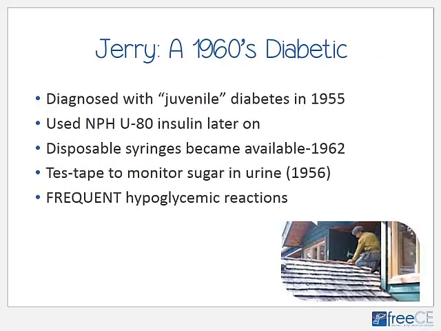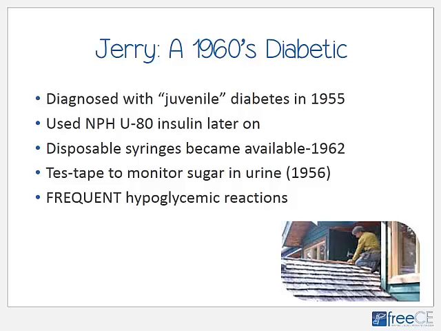We're going to talk about Jerry. Now, Jerry's a 1960s diabetic. Wasn't a relative of mine, but he was our next door neighbor growing up. Jerry was diagnosed with juvenile diabetes in 1955, and I remember Jerry using NPH U80 insulin later on.